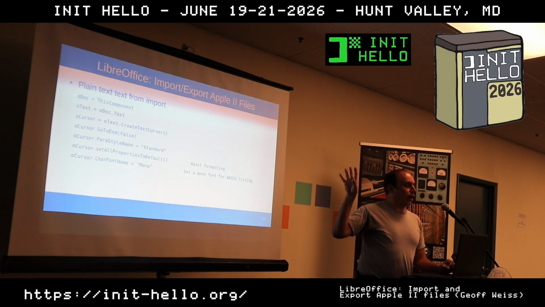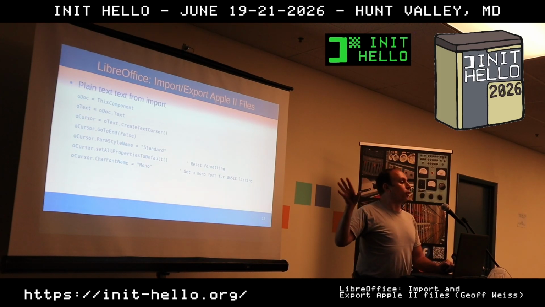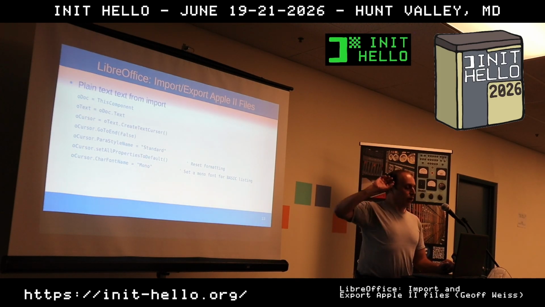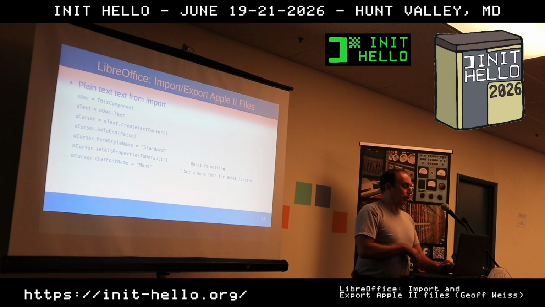This shows the code of how to create a new Writer window. Once you have the new Writer window created, if you just want plain text with no formatting, this is some code to set the defaults. The main thing is to reset the formatting, and I said to use a generic font name called Mono, which should be compatible across all platforms to give some type of monospace font.